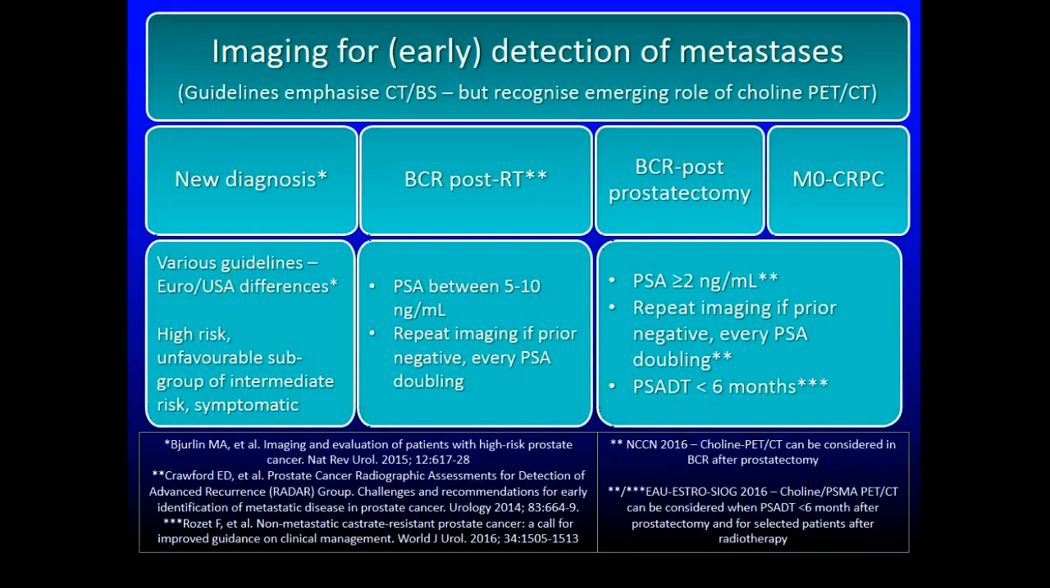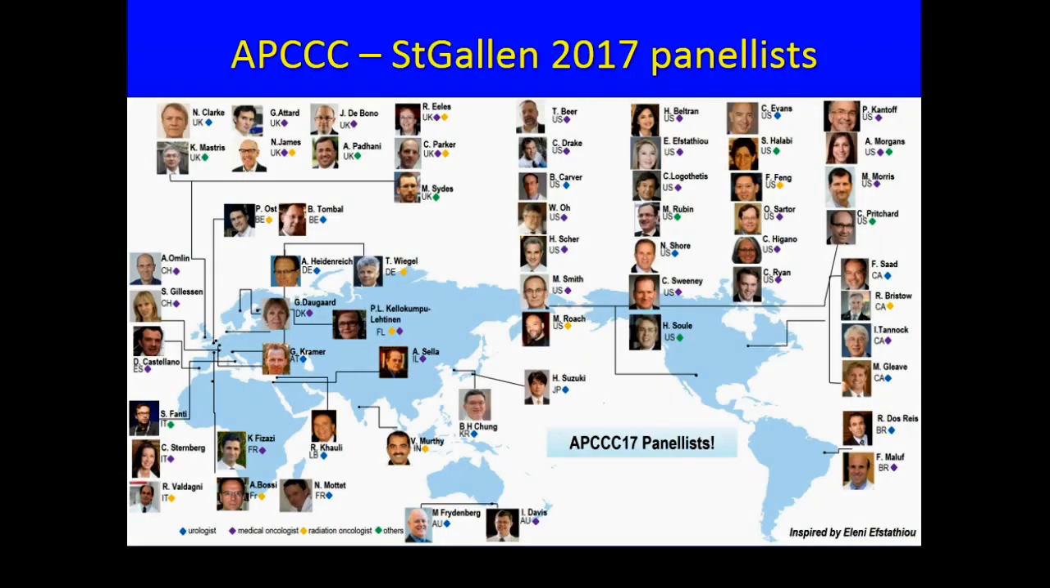The guidelines emphasize CT and bone scans, but increasingly recognize the emerging role of PET CT scans. You can see that in 2016, the NCCN guidelines as well as the EAU guidelines are now beginning to mention choline PET as well as PSMA for the detection of metastases in biochemical recurrence.